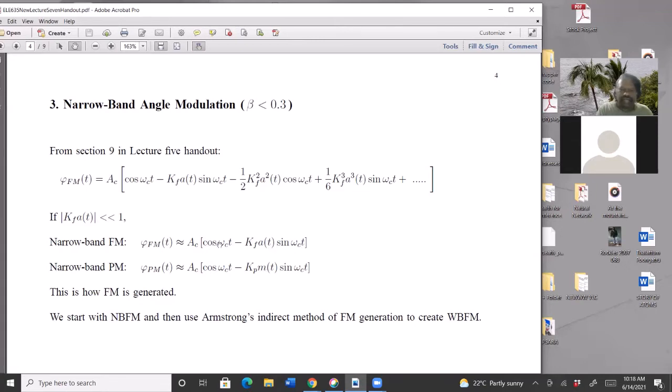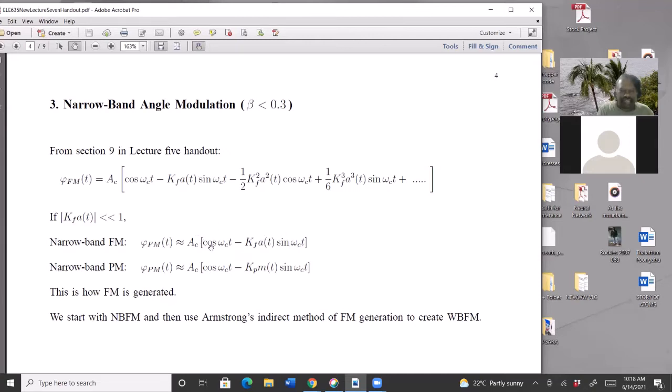And so we start with this, and then this will have a narrow bandwidth, but then we go through something called Armstrong's indirect method of FM generation and then increase the bandwidth, which will be the subject of the next lecture, Armstrong's indirect method of FM generation. Okay, but right now I want to talk about narrowband angle.